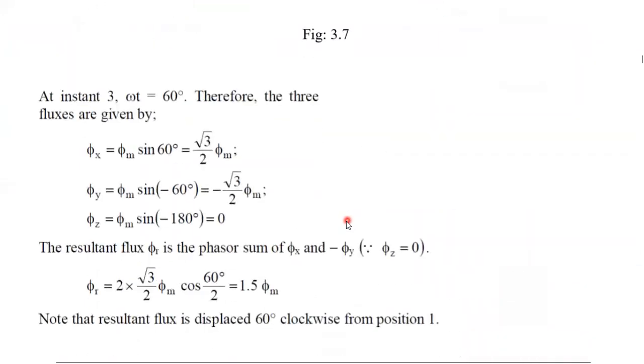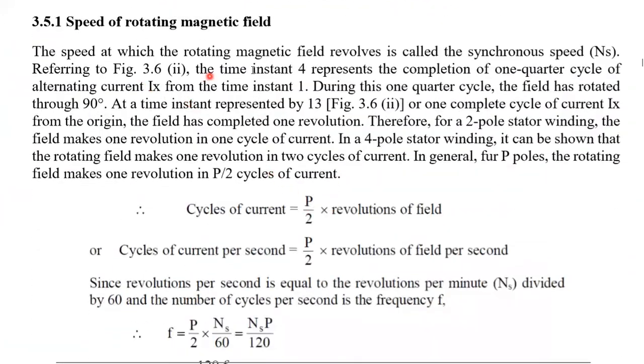So try to concentrate here. The 4 instants represent the complete 1/4 cycle of the alternating current Ix, from instant 1 to instant 4. In this 1/4 cycle, the field has rotated through 90 degrees. So from omega t equal to 0 to omega t equal to 90 degrees, that means from instant 1 to instant 4, the field rotates 90 degrees.